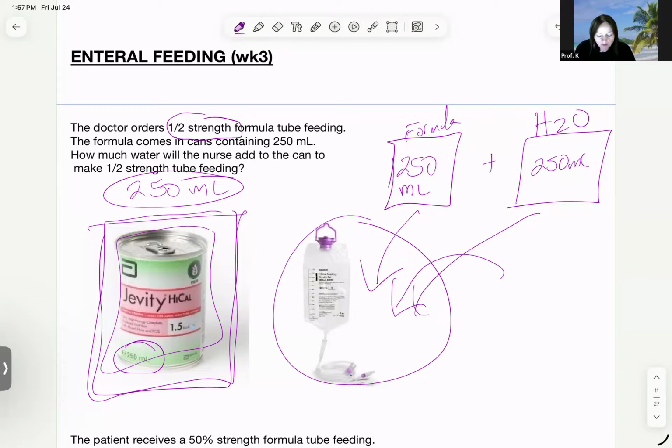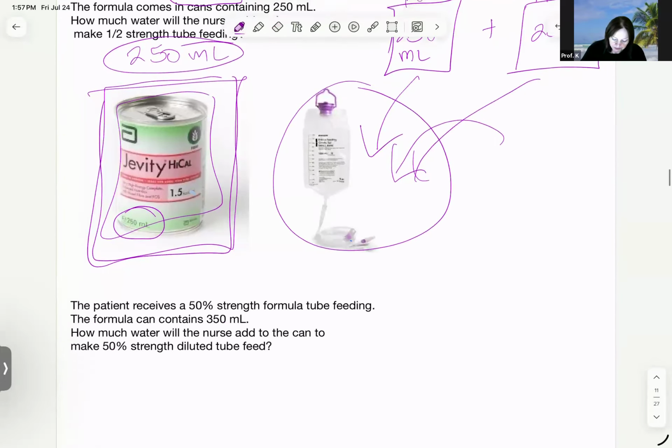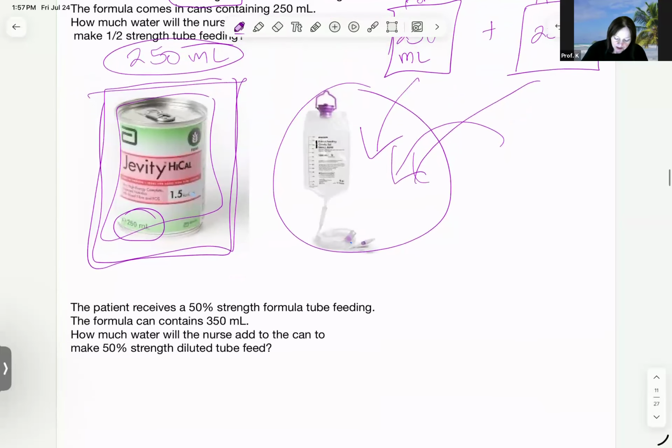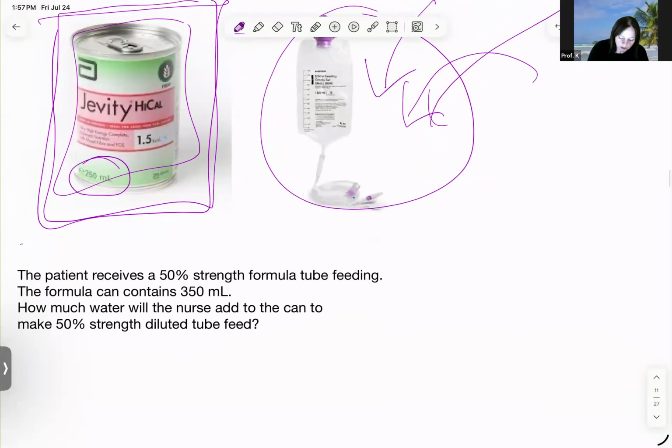All right. Now, remember, feeding is part of intake and output in the body. We're giving them fluids in the body. Just keep that in mind. So now, what's the answer to this question?